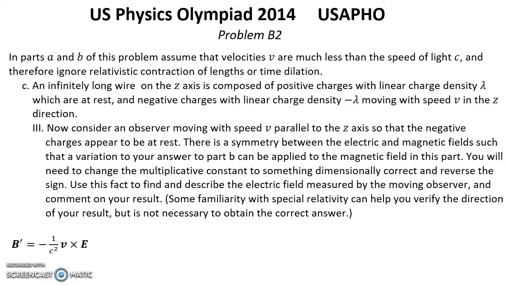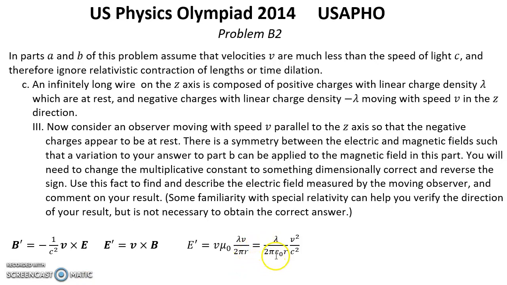Solution. The result of part B was B prime equals negative 1 over c squared multiplied by the cross product v and the electric field E. Exchanging the electric and magnetic fields, reversing the sign and fixing the dimensions, we have electric field E prime equals the cross product v and magnetic field B. Taking the cross product yields an electric field vector that points outward with the magnitude lambda over 2 pi epsilon 0 r multiplied by v squared over c squared.